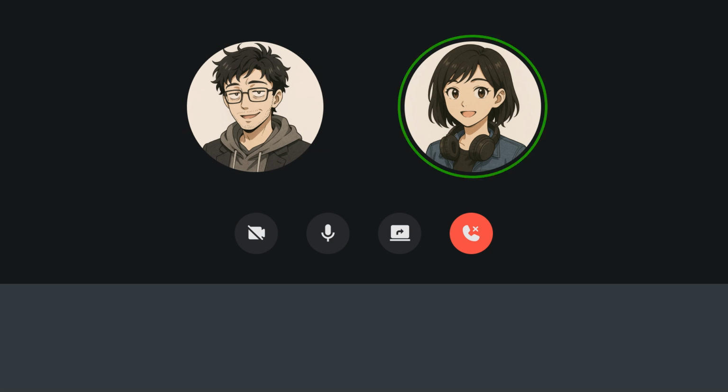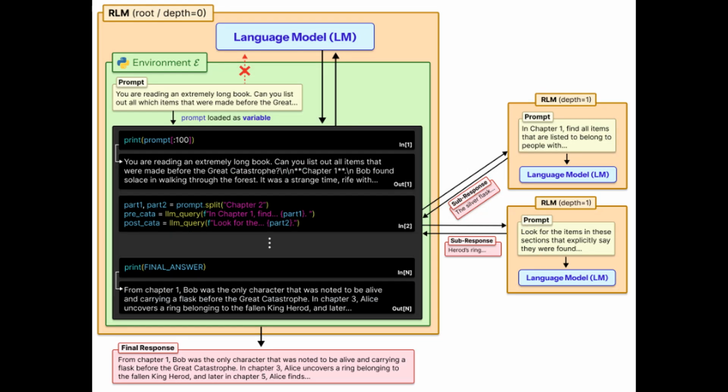Now let's dive into what I find most fascinating about recursive language models, how they actually interact with their environment to process these massive texts. This is really the heart of what makes RLMs so innovative. The paper describes it as treating long prompts as part of an external environment that the language model can programmatically examine, decompose, and recursively call itself over. Let's take a closer look at this diagram again to really understand how this works.